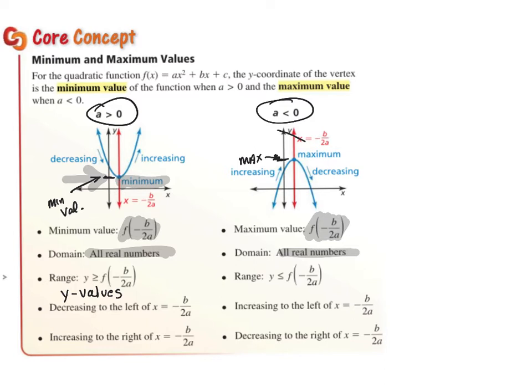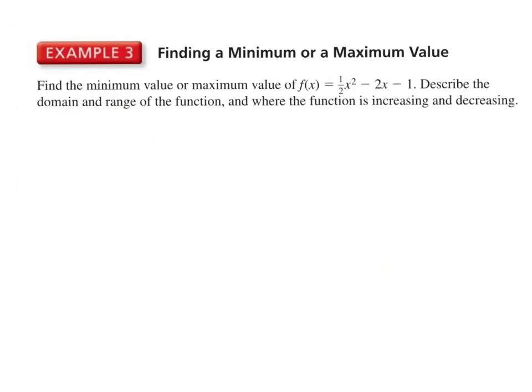So let's look at an example to see this in practice. Here's our problem. Let's read through it. Find the minimum value or maximum value of this function. f of x equals one half x squared minus 2x minus 1. Describe the domain of the function and where the function is increasing and decreasing. So do you have to graph these? No. Does graphing it help? Yes.